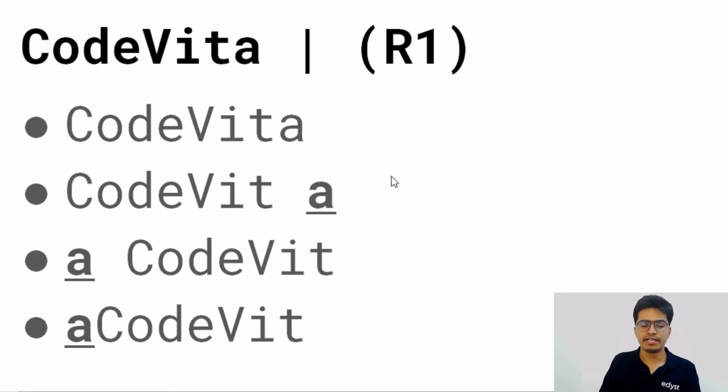Let's look at the right rotation quickly. So again, the string for you is CodeVita. If you perform a right rotation on it by one character, this is what happens. You're going to take the rightmost character and append it to the front. All right, this is a right rotation. Seems fairly simple, pretty much what you had in mind as well, right?